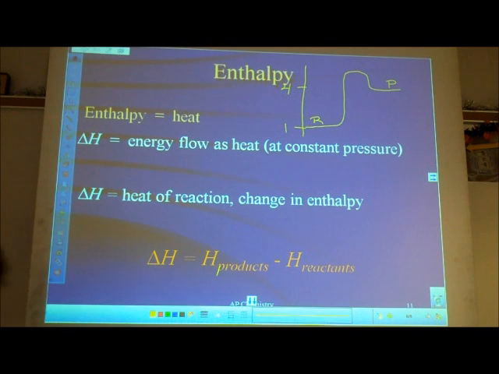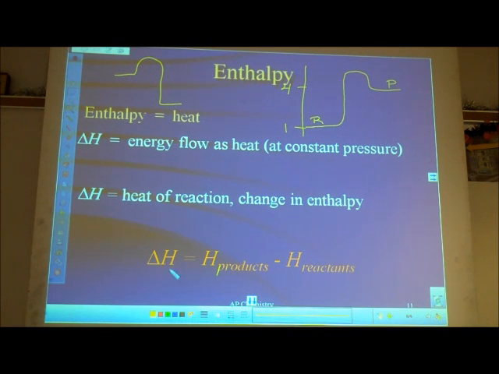What does a positive delta H mean? Endothermic. A negative delta H means exothermic. So endothermic comes from a graph that looks primarily like an uphill curve, like that one, whereas exothermic would look something like that kind of a shape. Again, you look at the y-axis, the heat of the products minus the heat of the reactants, you would get a negative answer.